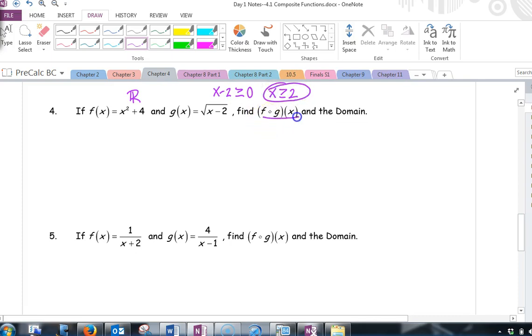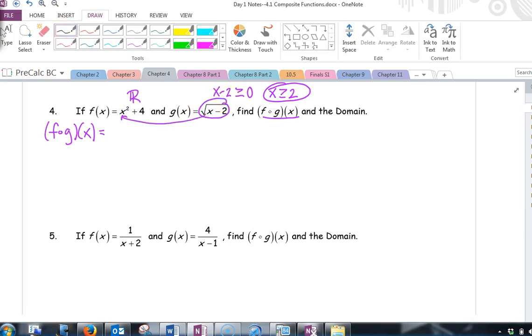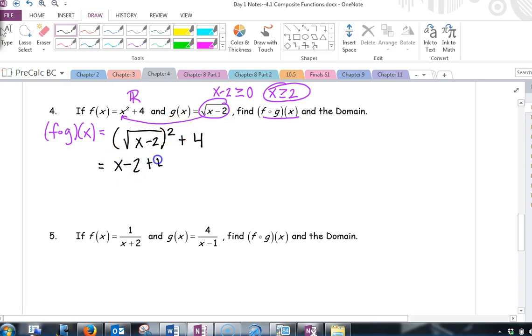Alright, we're finding f of g of x. That means that g of x is the input. Okay, so that's going to look like this. We're plugging in g of x in place of x in f of x, and then we'll simplify. Square and square root cancels, and combine like terms, and you should get an x plus 2.